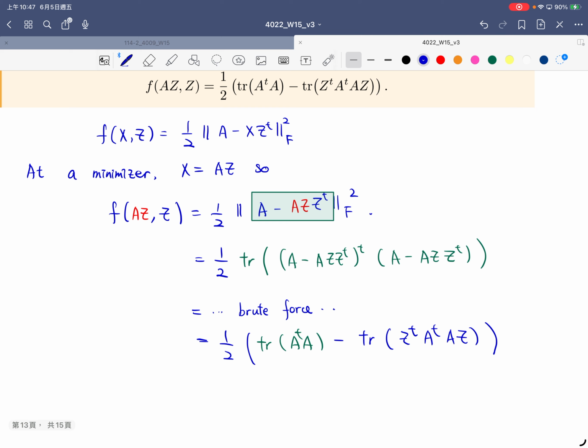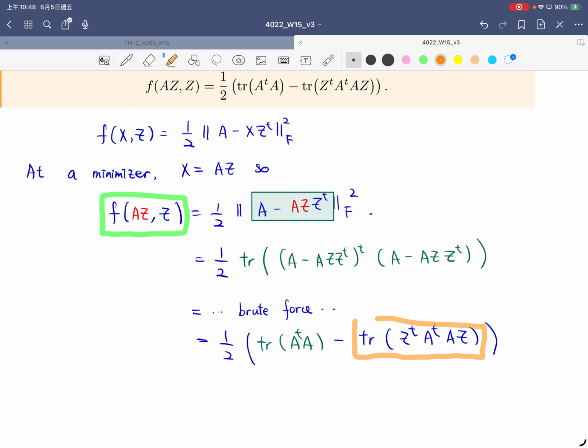But what's the point of doing this? The point is that originally what we want to do is to minimize my objective function. But now, in this step, I recognize that this first term is really a constant, since A is given. So this is equivalent to maximizing the second term over here. So let me write down.